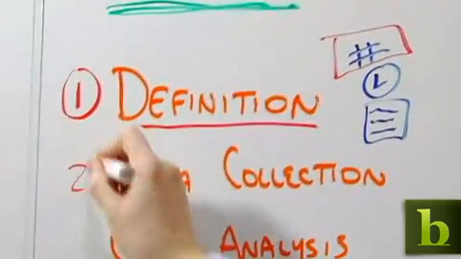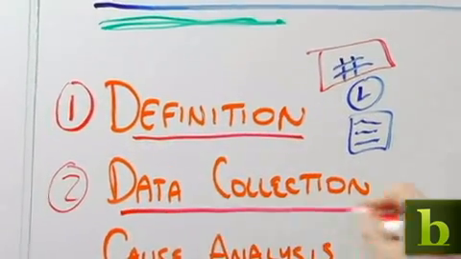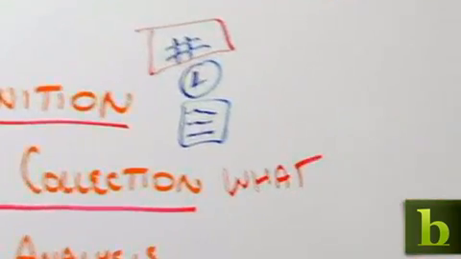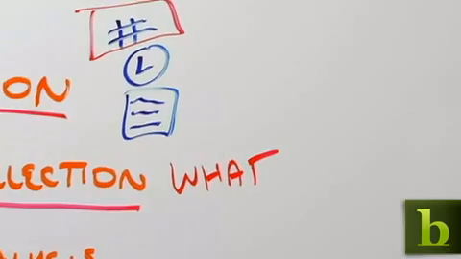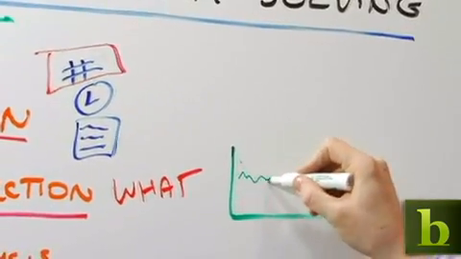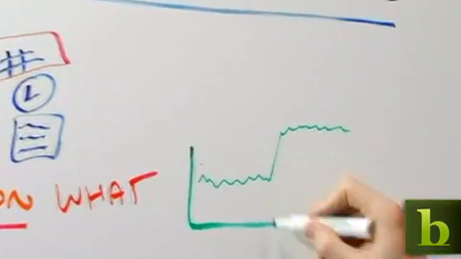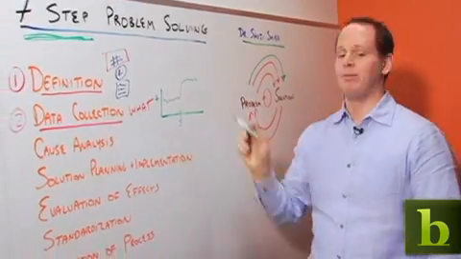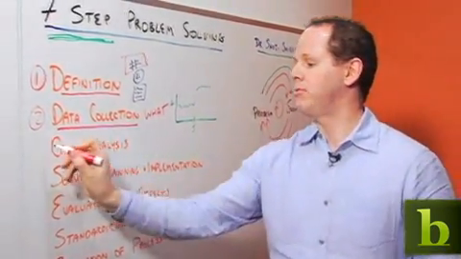Now we move to step 2. Step 2 is data collection. Data collection answers the question of what is going on. So if we're thinking about number of calls, let's look at a graph. Let's look at number of calls over time. Maybe we determine that yes, in fact, somewhere around June of last year, the number of calls went up. Now we have some data. Now we can move to step 3.